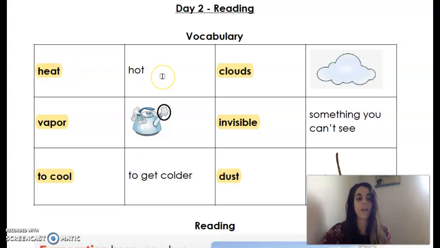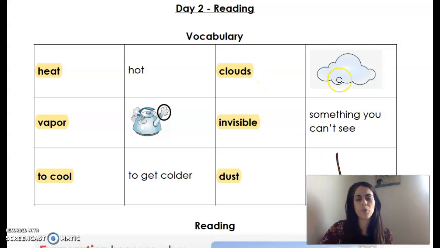Now let's talk about the words. Heat is when something is hot. Calentura, caliente. Vapor, look at the picture. Also think about the word vapor. It's a cognate. What do you think it could mean? You're right, vapor is vapor. We have water vapor when water gets hot, when we add heat. To cool means to get colder, enfriarse.